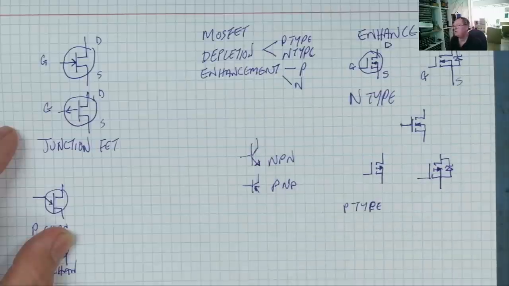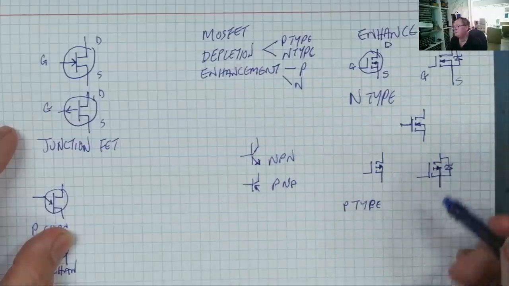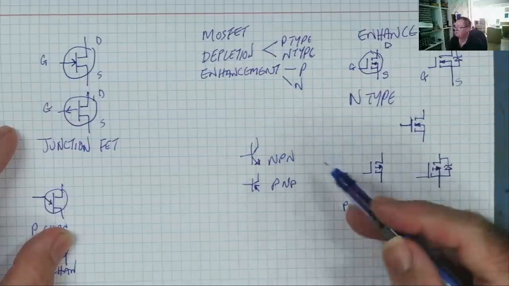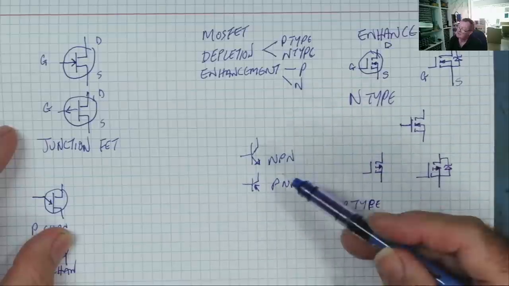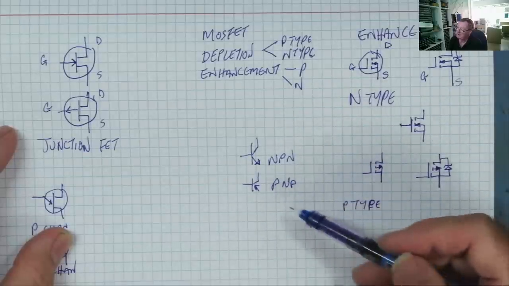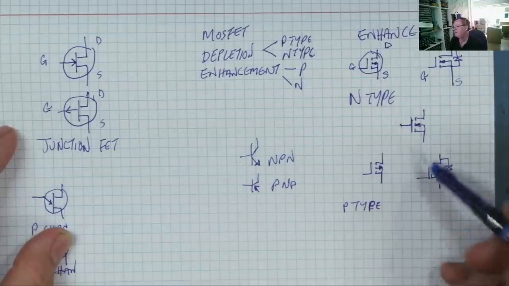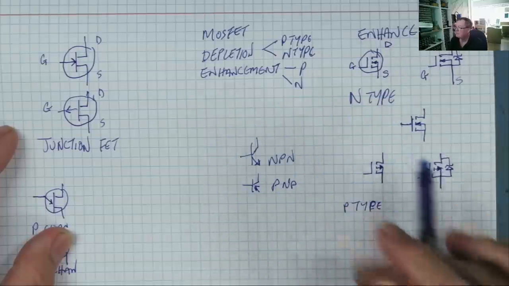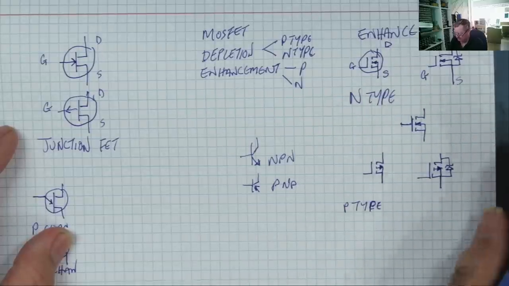I found that confusing when I first learned all these, the direction of the arrow. I actually think that's a bit of a pain in the butt. Why not do it in the same direction? So N-type is synonymous with NPN and P-type is synonymous with PNP in the symbols, but for whatever reason, no. So those are your enhancement MOSFETs.